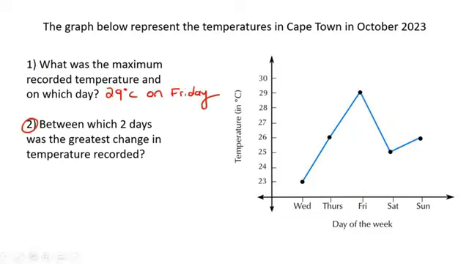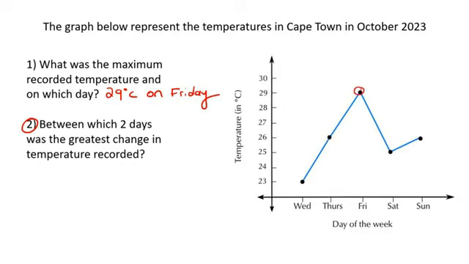This one says, between which 2 days was the greatest change in temperature recorded? Well, on Wednesday, it was 23. On Thursday, it was 26. So how much did it change by? Well, it went up by 3 degrees. Then, for example, on Thursday, it was 26. And on Friday, it was 29. So that only went up by 3 degrees.